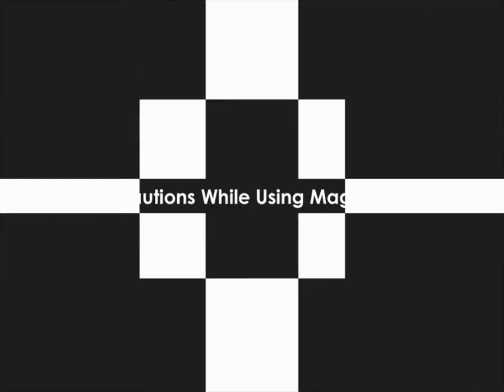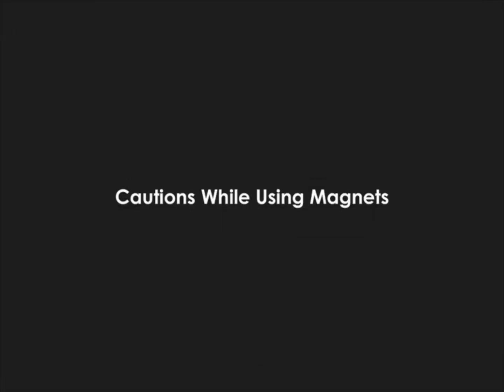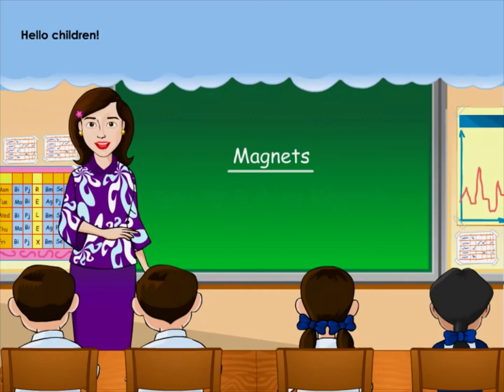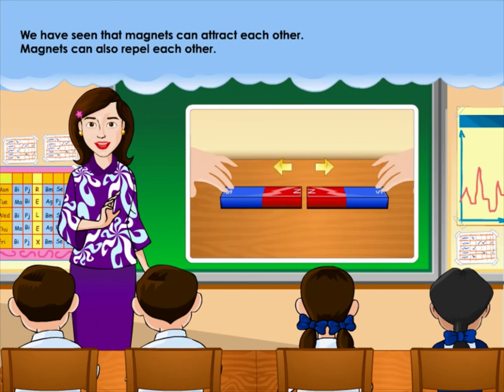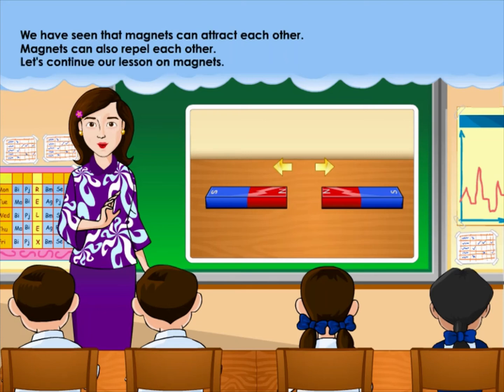Caution while using magnets. Hello, children. We have seen that magnets can attract each other. Magnets can also repel each other. Let's continue our lesson on magnets.